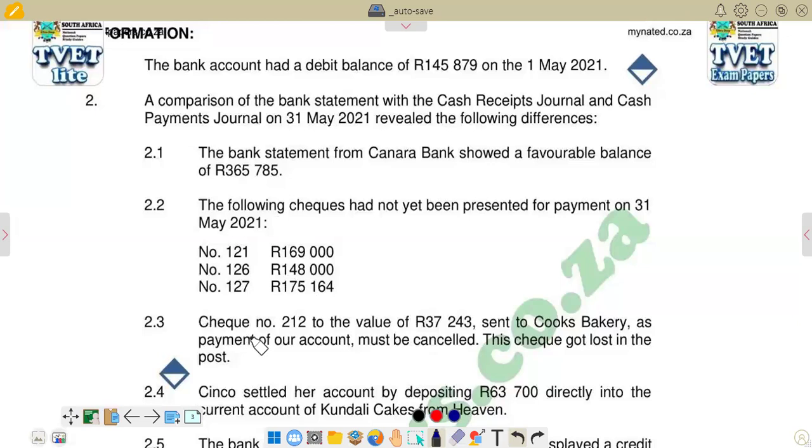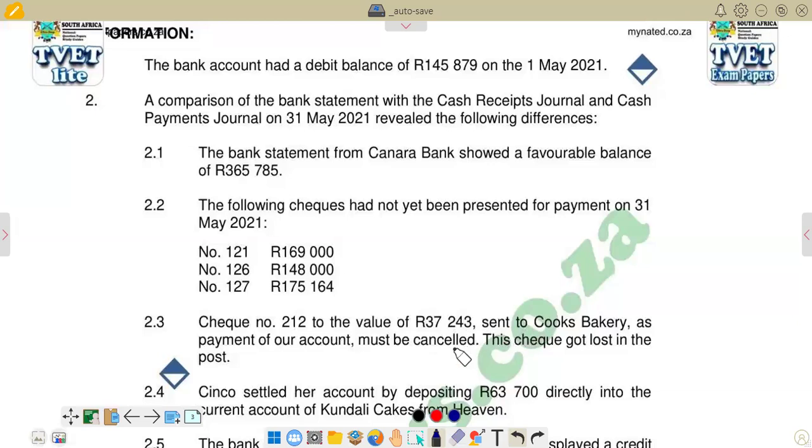Then we go to 2.3: check number 212, with the value of 37,243 rands sent to Cook's Bakery as payment for an account, was cancelled. This check got lost in the post. So remember, whenever a check is written and issued, at that moment it is recorded in the cash book. So it's going to affect our cash receipts journal and cash payment journal.